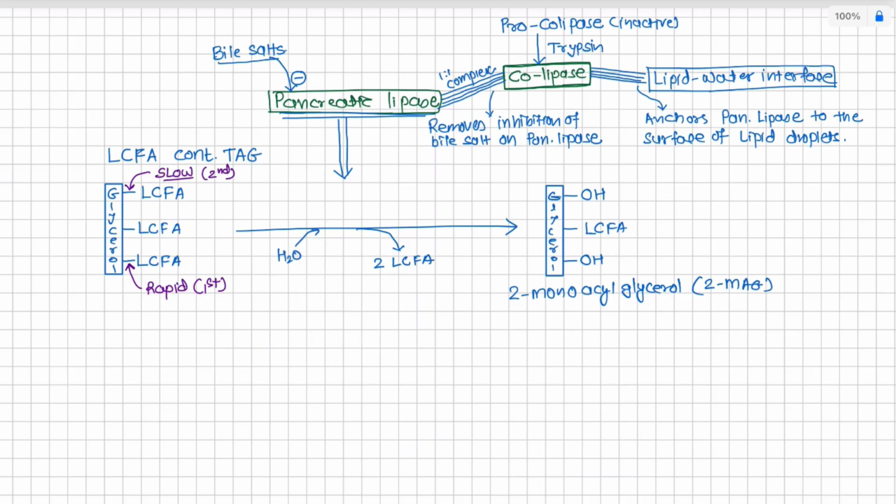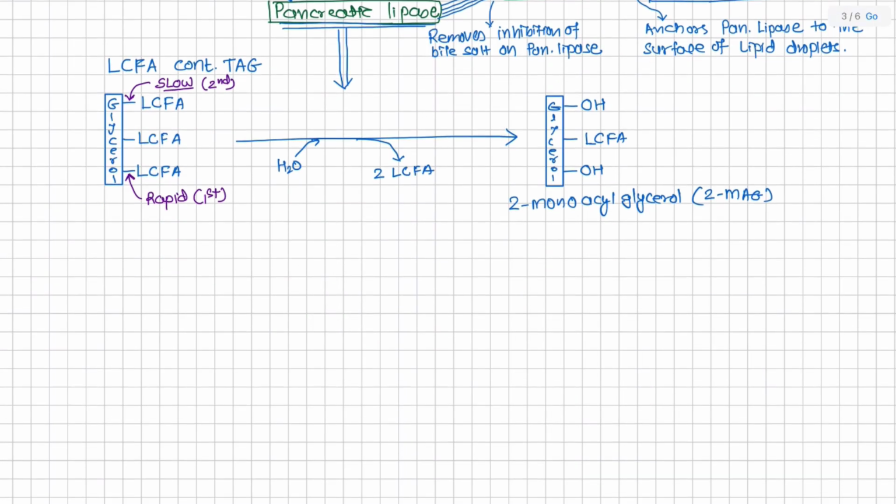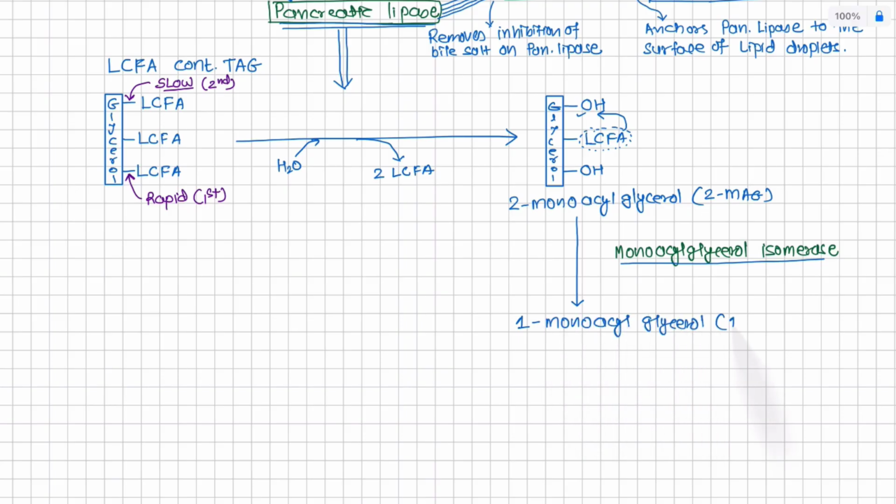What happens to this 2-monoacyl glycerol? There is an enzyme called monoacyl glycerol isomerase that performs the isomerization. This enzyme transfers the fatty acid from carbon 2 to carbon 1, producing 1-monoacyl glycerol or 1-MAG. That is glycerol with a single fatty acid at position 1 and hydroxyl groups at positions 2 and 3.